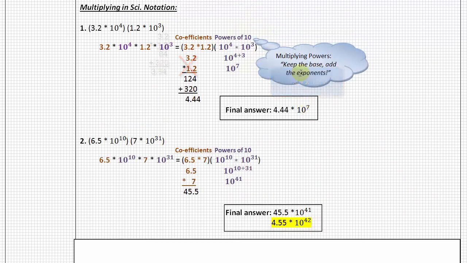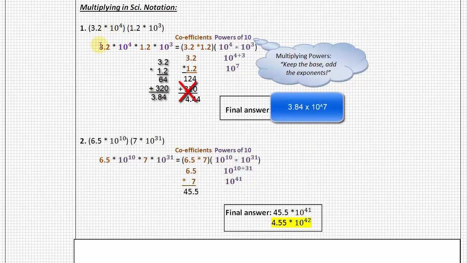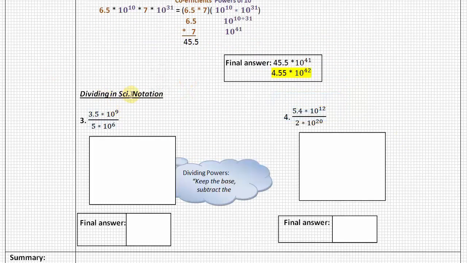So those are our two examples on multiplying in scientific notation. Let's go ahead and take a look at dividing in scientific notation. So the steps are going to be pretty much the same. I've decided to write it out as its fraction bar style here.